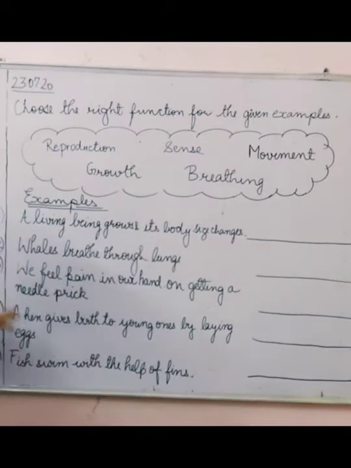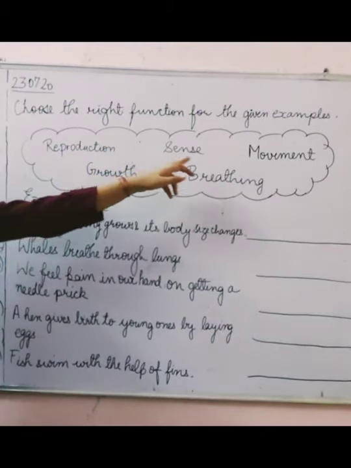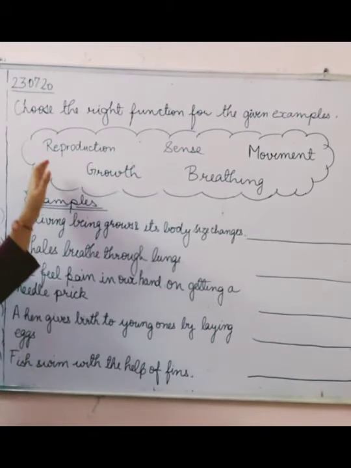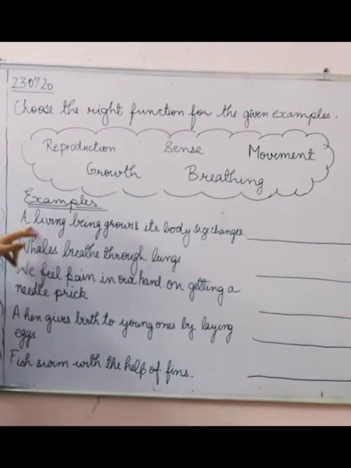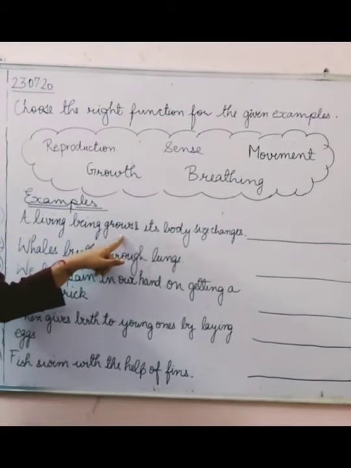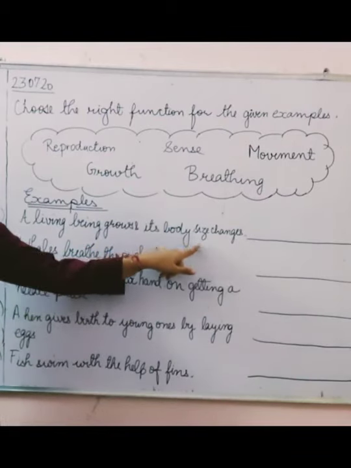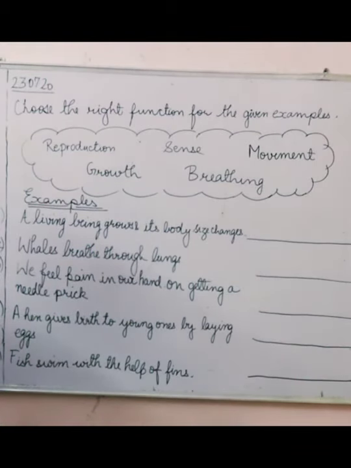So here some examples are given. We have to read them and choose the right function. Okay? These are the functions performed by living beings. We have to read the examples and find the right function. Okay? Find the name of the right function. So the first one is a living being grows and its body size changes.